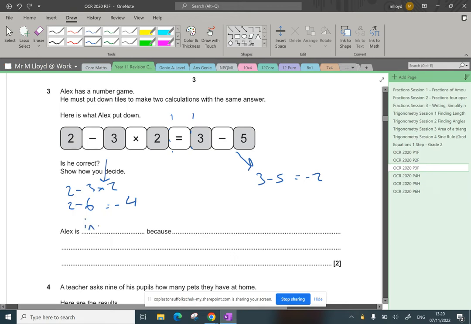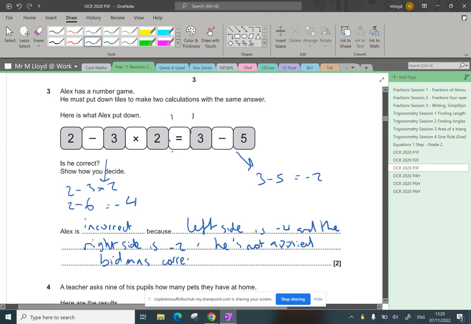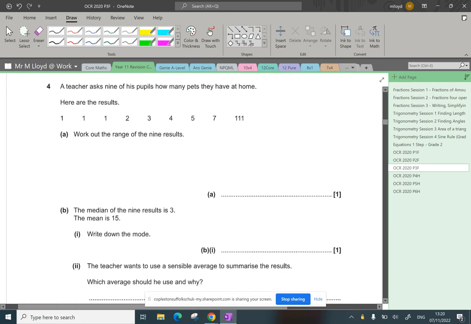So Alex is incorrect, because he's saying they're equal, and they're not equal. And we'll say because the left side is -4, and the right side is -2. And then, of course, what he's trying to do here is he's not applied BIDMAS correctly, just to cover myself. Now, the mark scheme will have lots of options for that, so hopefully you'll be okay with putting your answer down, but that's what the answer is.